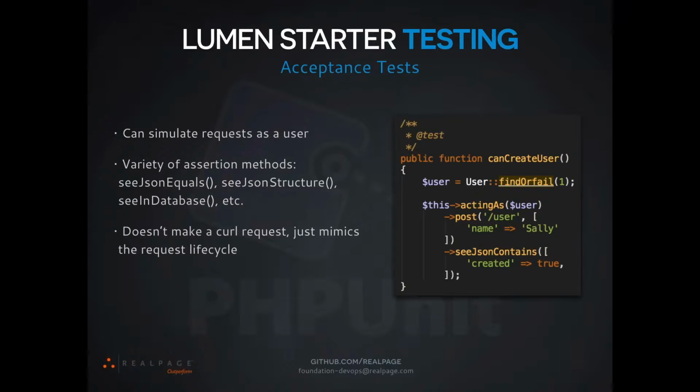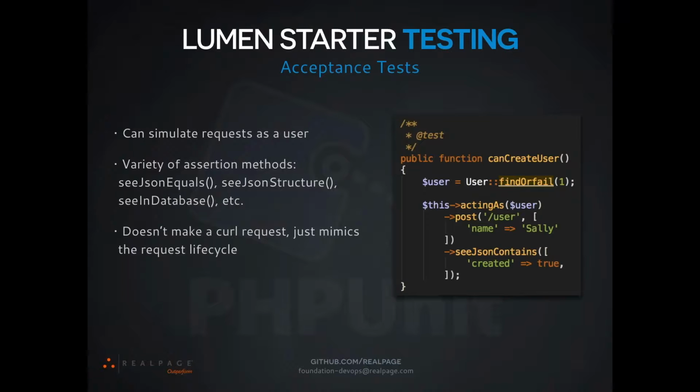So, acceptance testing. Lumen comes out of the box with a series of helper methods that will do things under the covers to allow you to use PHPUnit more as an acceptance testing framework. Now what I mean by that is, I have an example test over here on the right side, and if you look at this test, it's simulating a request as a given user. There are assertion methods based on the response, and there's also a URL endpoint defined, as well as data that's being posted.